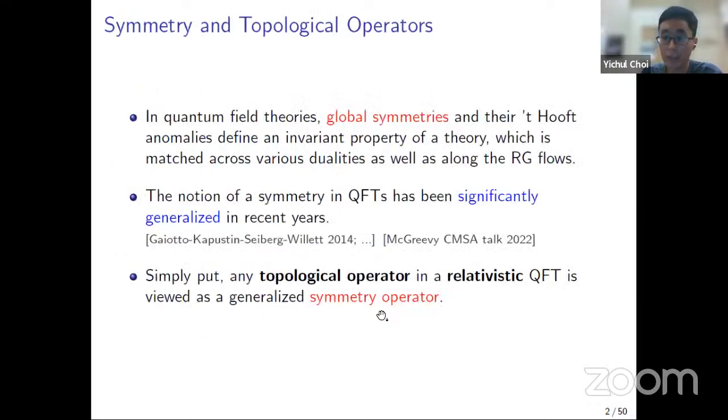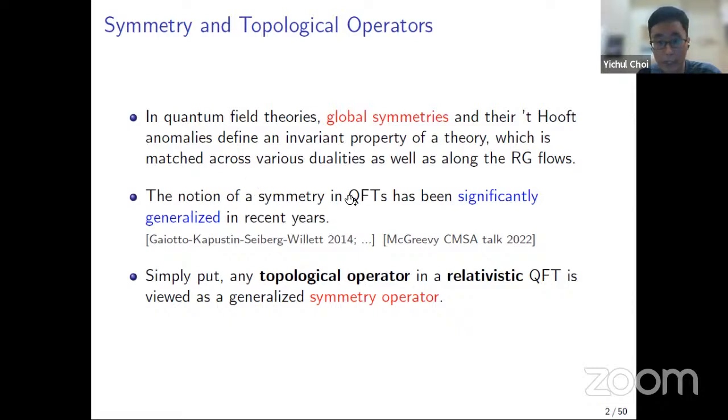In this talk, I'll be interested in quantum field theories. Especially, I will only focus on relativistic quantum field theories. Global symmetries and their 't Hooft anomalies give us some robust data of a given QFT, which is matched across various dualities as well as along RG flows. This property has been useful in recent years in checking various dualities and also in constraining non-trivial RG flows.